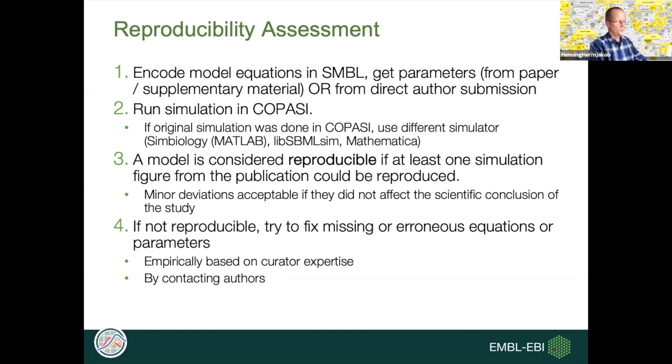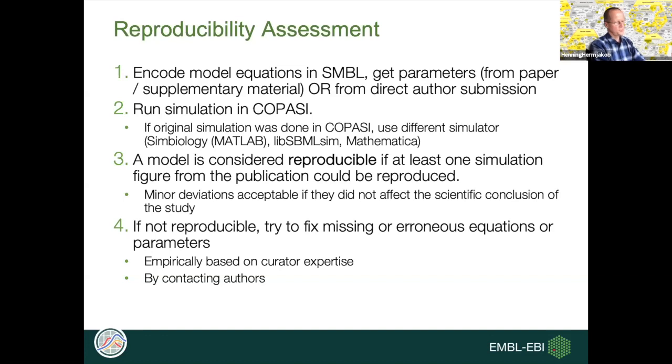The emphasis is also on one figure. So as a working hypothesis, we assume that if with a given model we can reproduce one figure, then we can probably with more effort also reproduce the other relevant figures, but at some point we had to limit our effort. We can't redo the paper for every publication. So if that worked, great. The model was classified as reproducible.